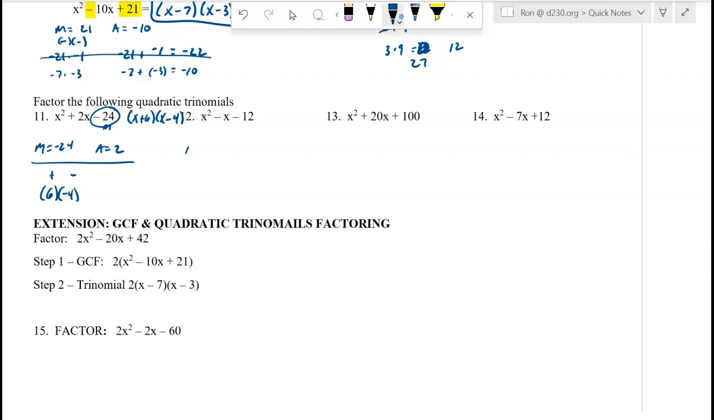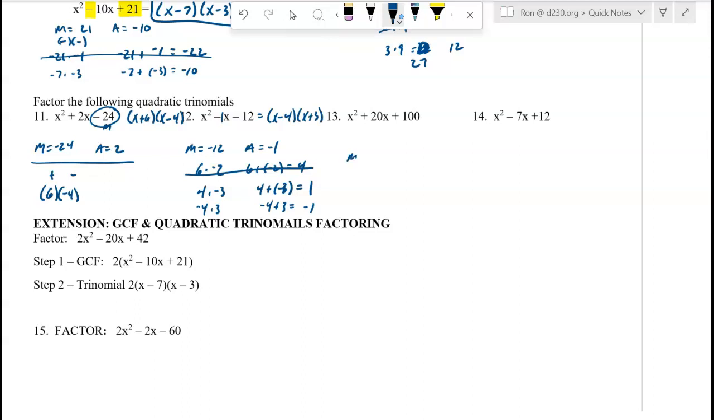Number 12, what numbers multiply to give you negative 12 and add up to negative 1? Well, if I did 6 and negative 2, those would add up to 4. That doesn't work. If I say 4 and negative 3, those add up to 1, but I need negative 1. So I'm going to flip the signs. Negative 4 times 3. Negative 4 plus 3 is negative 1. There we go. So this would factor out to be (x - 4)(x + 3).